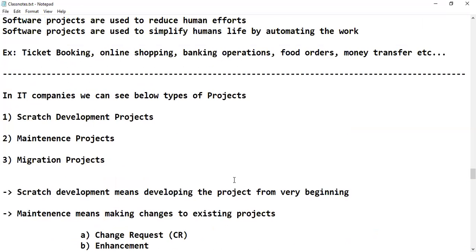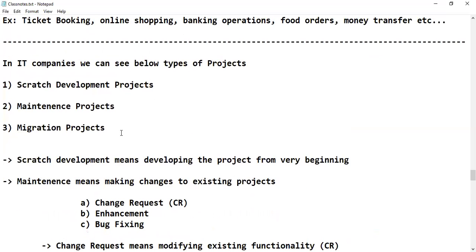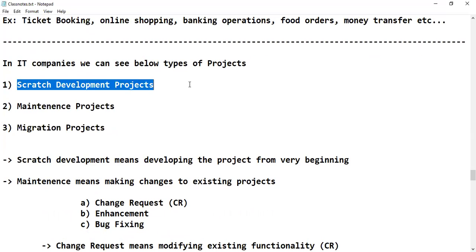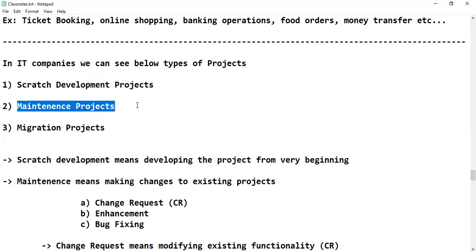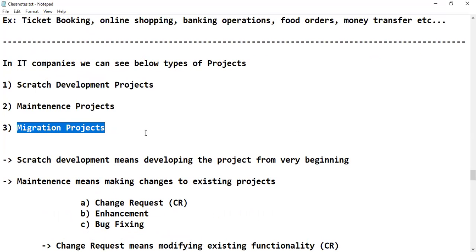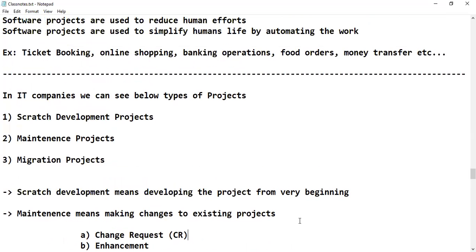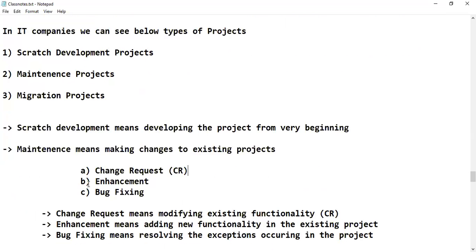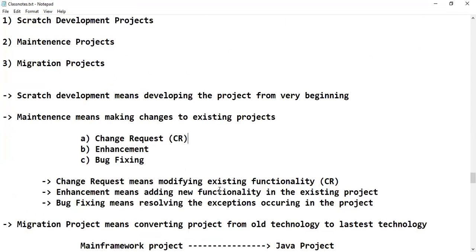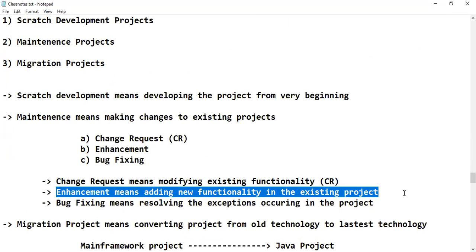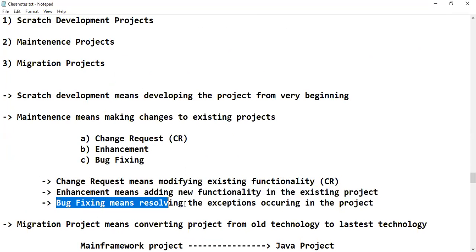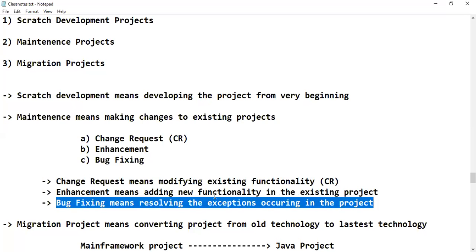So how many types of projects can we see in IT? Can I say that there are 3 types of projects in IT? First one is scratch development. Second one is maintenance. Third one is migration. Scratch development means developing the project from the very beginning. Maintenance means making changes to existing projects. Change request means modifying the existing functionality. Enhancement means adding new functionality to the existing project. Bug fixing means resolving the exceptions occurring in the project.